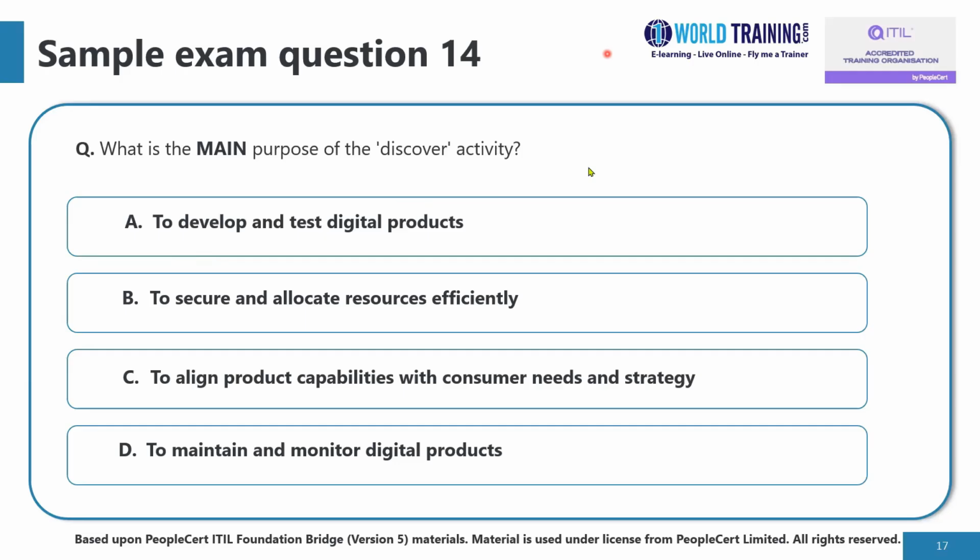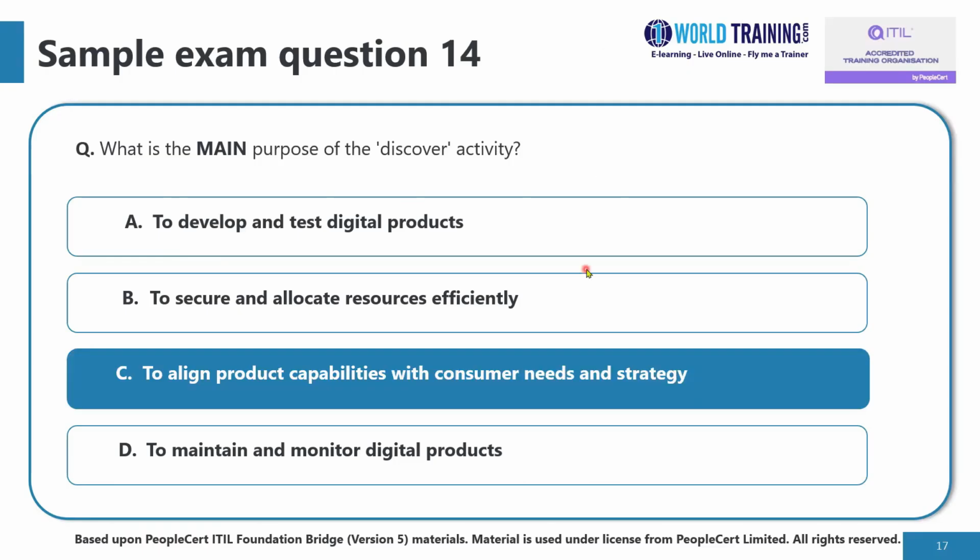Choice C would be correct because it has the word strategy, because the main purpose of the discover activity is to ensure continual alignment of the product roadmaps and related service offerings with the needs of service consumers and with the organizational strategy. C would be correct. Choice D is incorrect because maintaining and monitoring digital products is the purpose of the operate activity. It also supports the systems and the products and ensures optimal performance and reliability. So C would be correct.